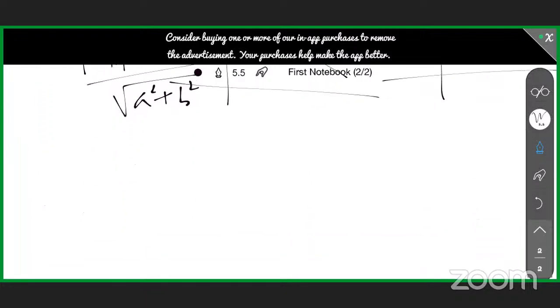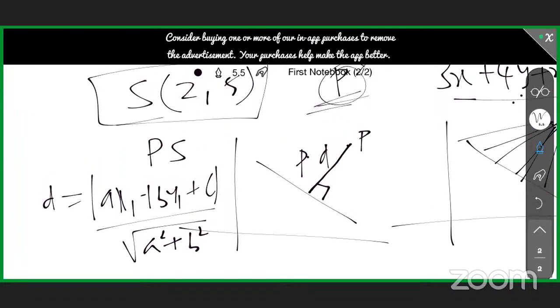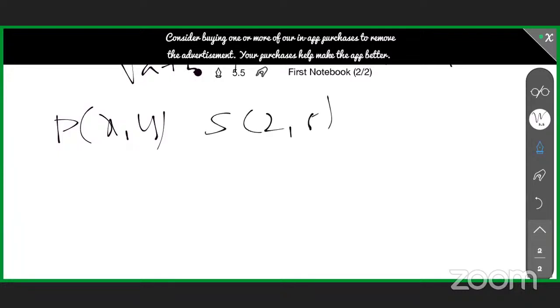Now what they're telling is that the distance of this point P to this line is equal to the distance between these 2 points. So for that, I'll take P as my point x comma y. And there is one more point, S is equal to 2 comma 5. So first I will find the perpendicular distance as d.